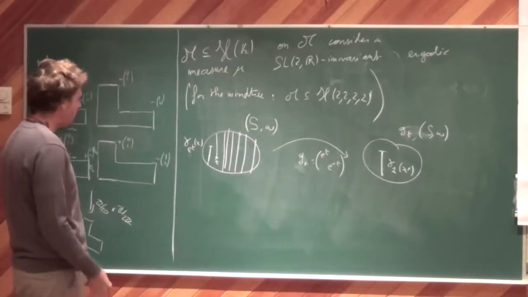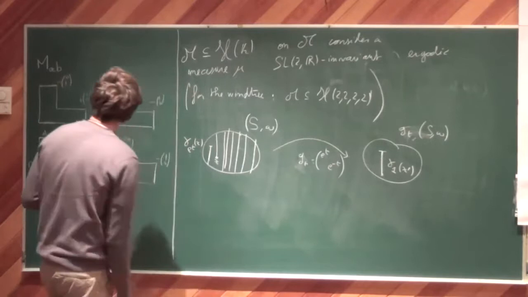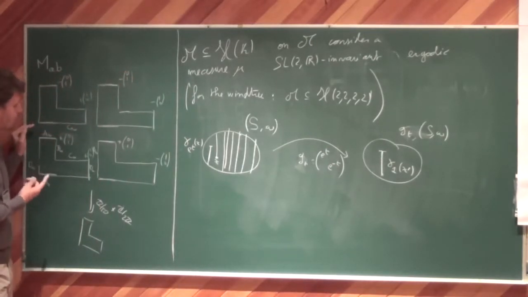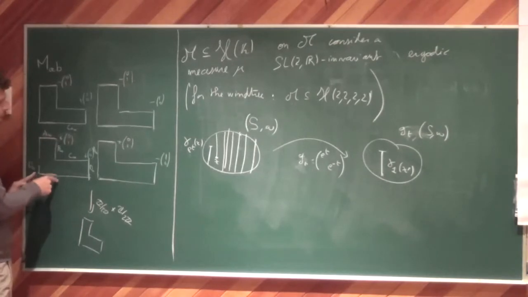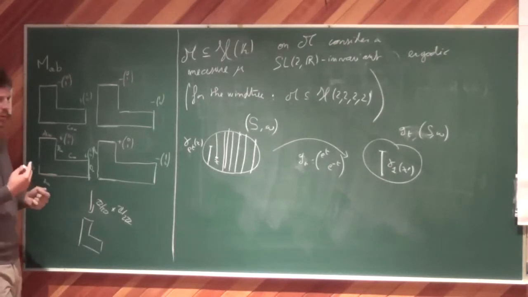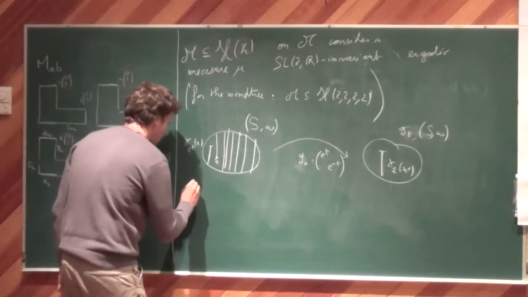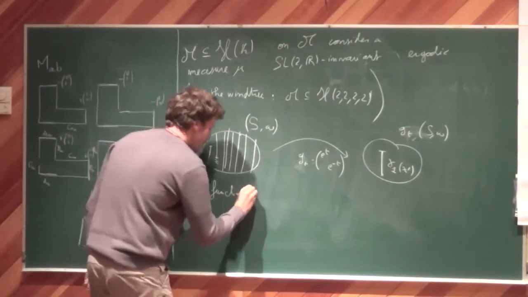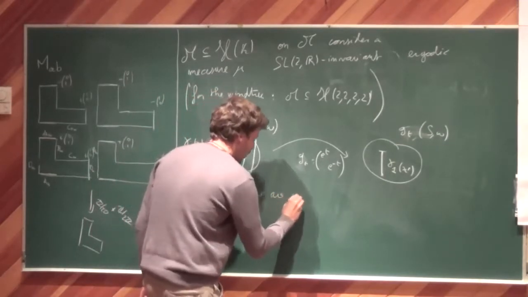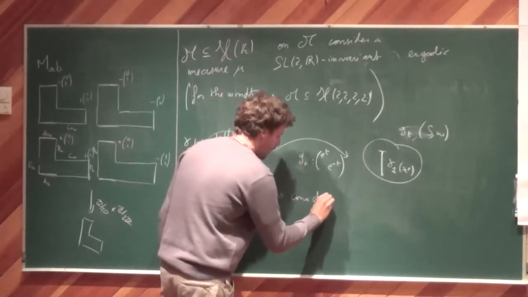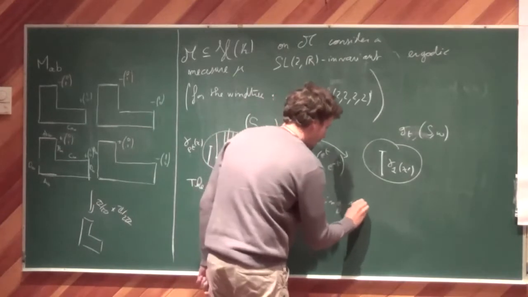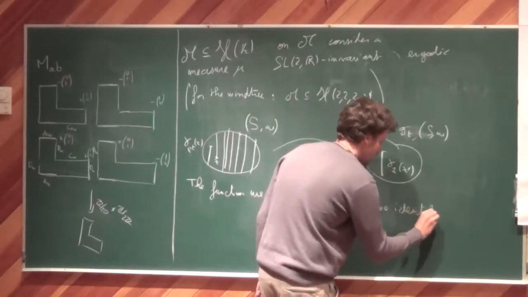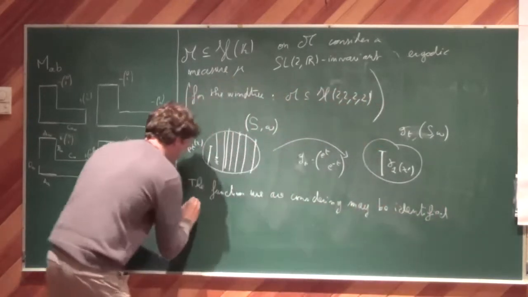Next, you want to estimate some Birkhoff sum. So what is a Birkhoff sum? Here it's very precise. It corresponds actually to intersection with a certain curve. So it corresponds to a cohomology class. So the function we are considering may be identified to cohomology classes.